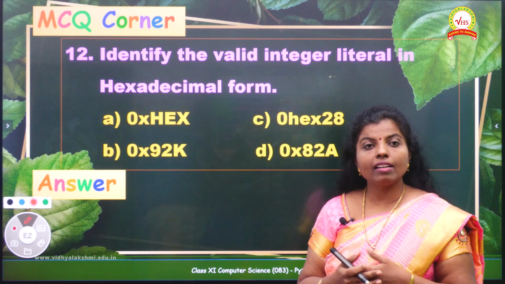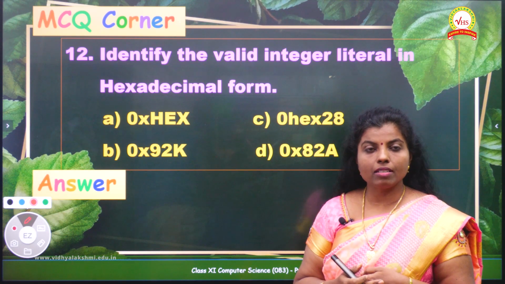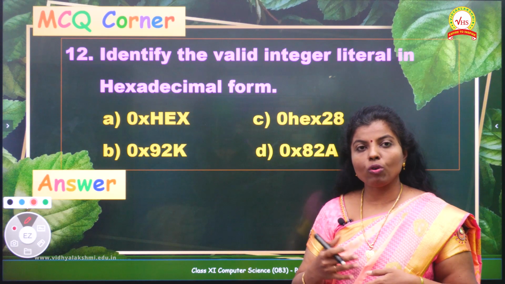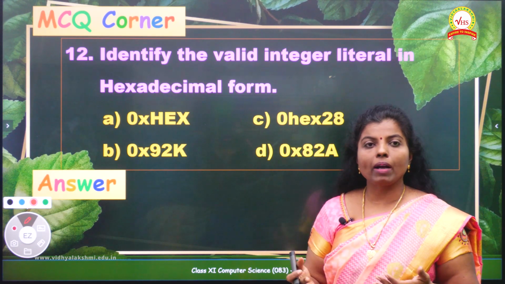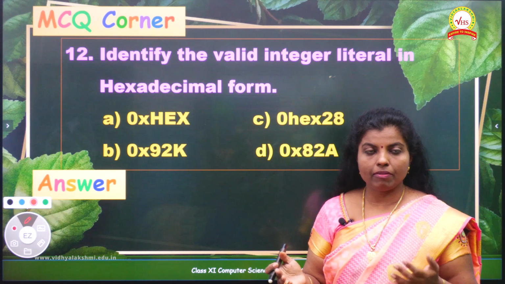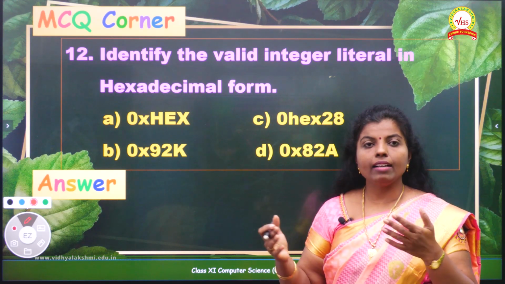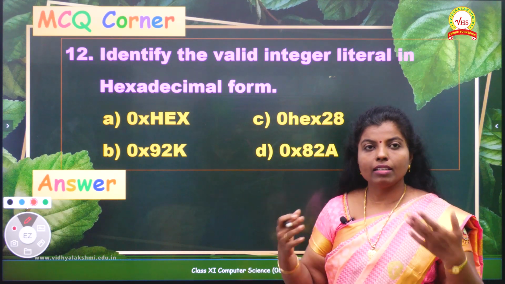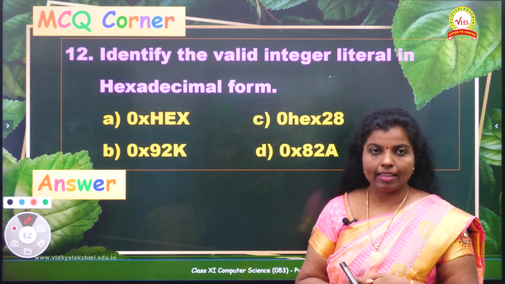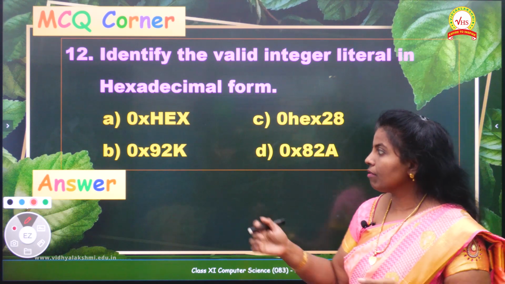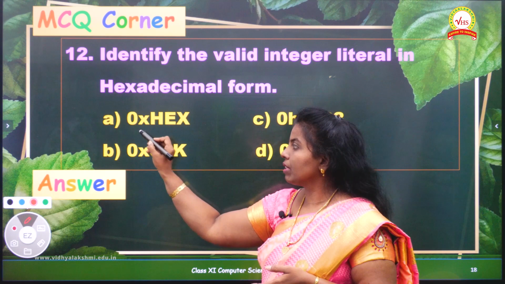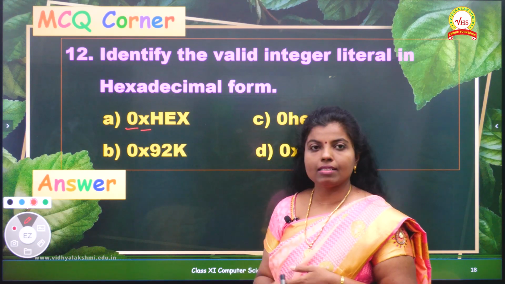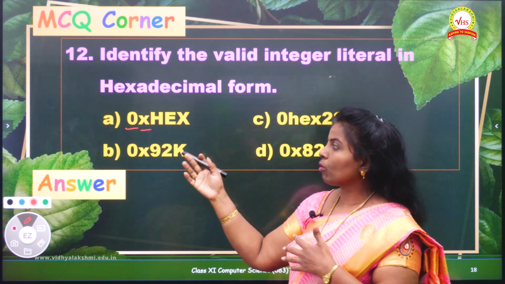The integer literal in hexadecimal form always begins with the number 0 followed by the letter X, followed by any valid combination of numbers between 0 and 9 and A to F. If we have that, it is going to be a valid integer literal in hexadecimal form. So according to that, the first option begins with the number 0 followed by a letter X, followed by some more letters.